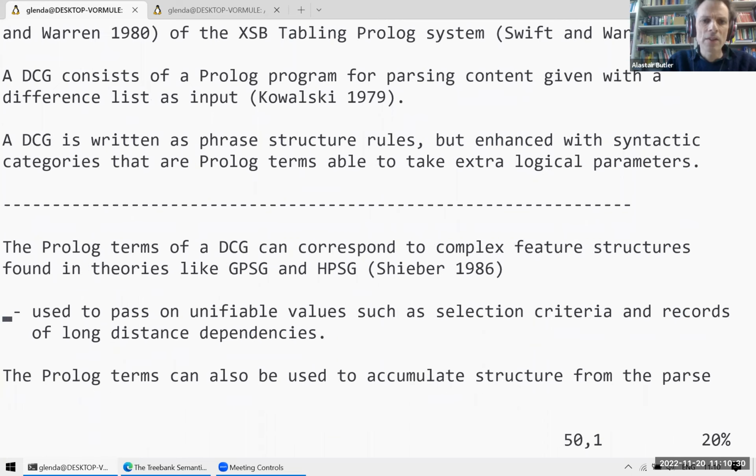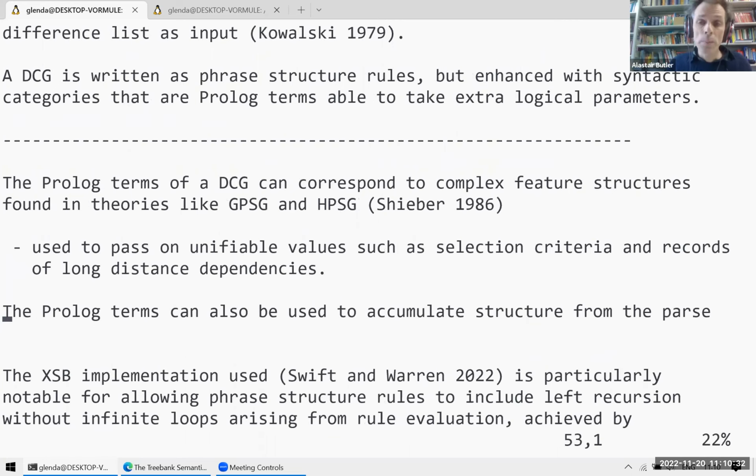So the Prolog terms of a DCG can correspond to complex feature structures found in theories like generalized phrase structure grammar or HPSG, the kind of things that Yusuke was showing us with his percolation of information. And so this is used to pass on unifiable values such as selection criteria and records of long distance dependencies. So the approach is very classical.